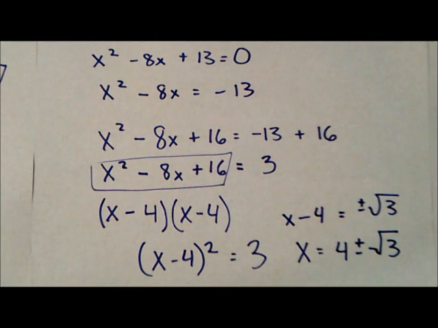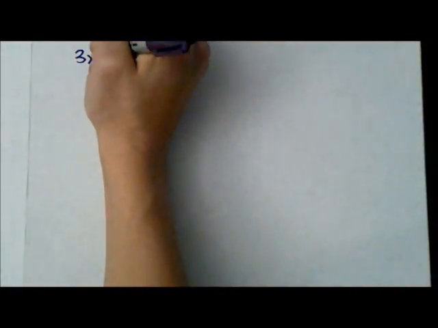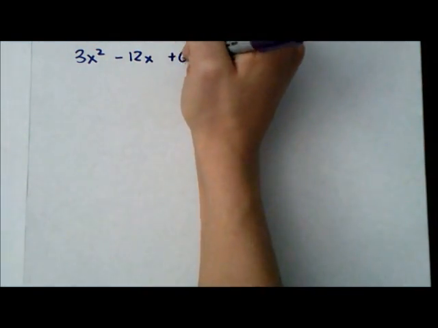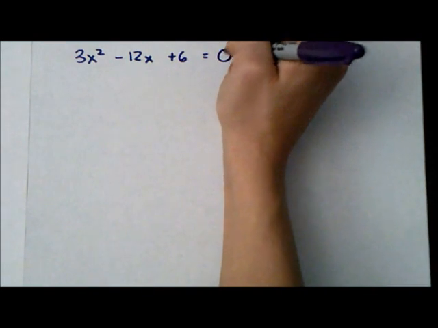And that's your answer. I'm going to show another example of completing the square because not all of them are the same, and there are a few different things that you'll need to know about. The next example I'm going to do is 3x squared minus 12x plus 6 equals 0.